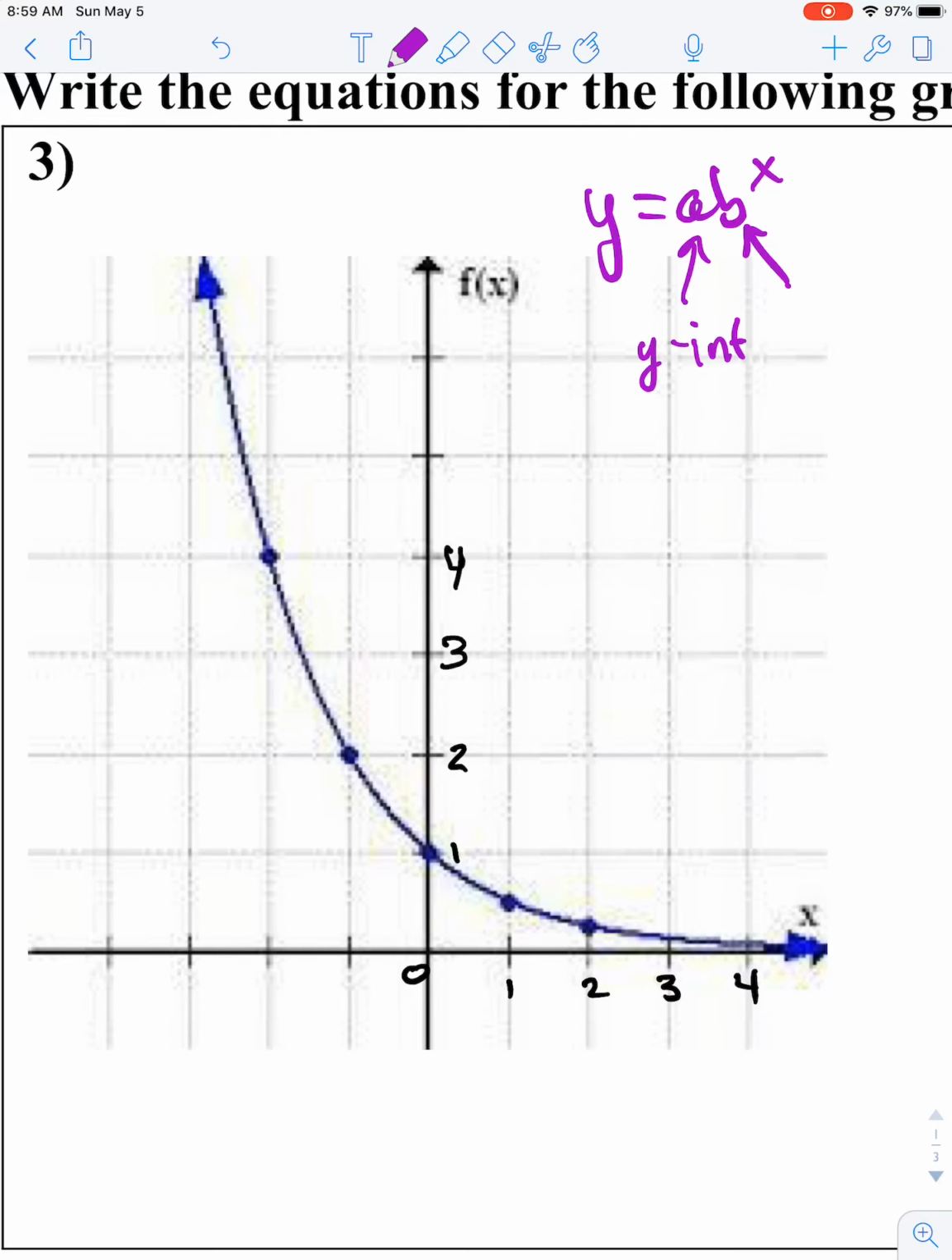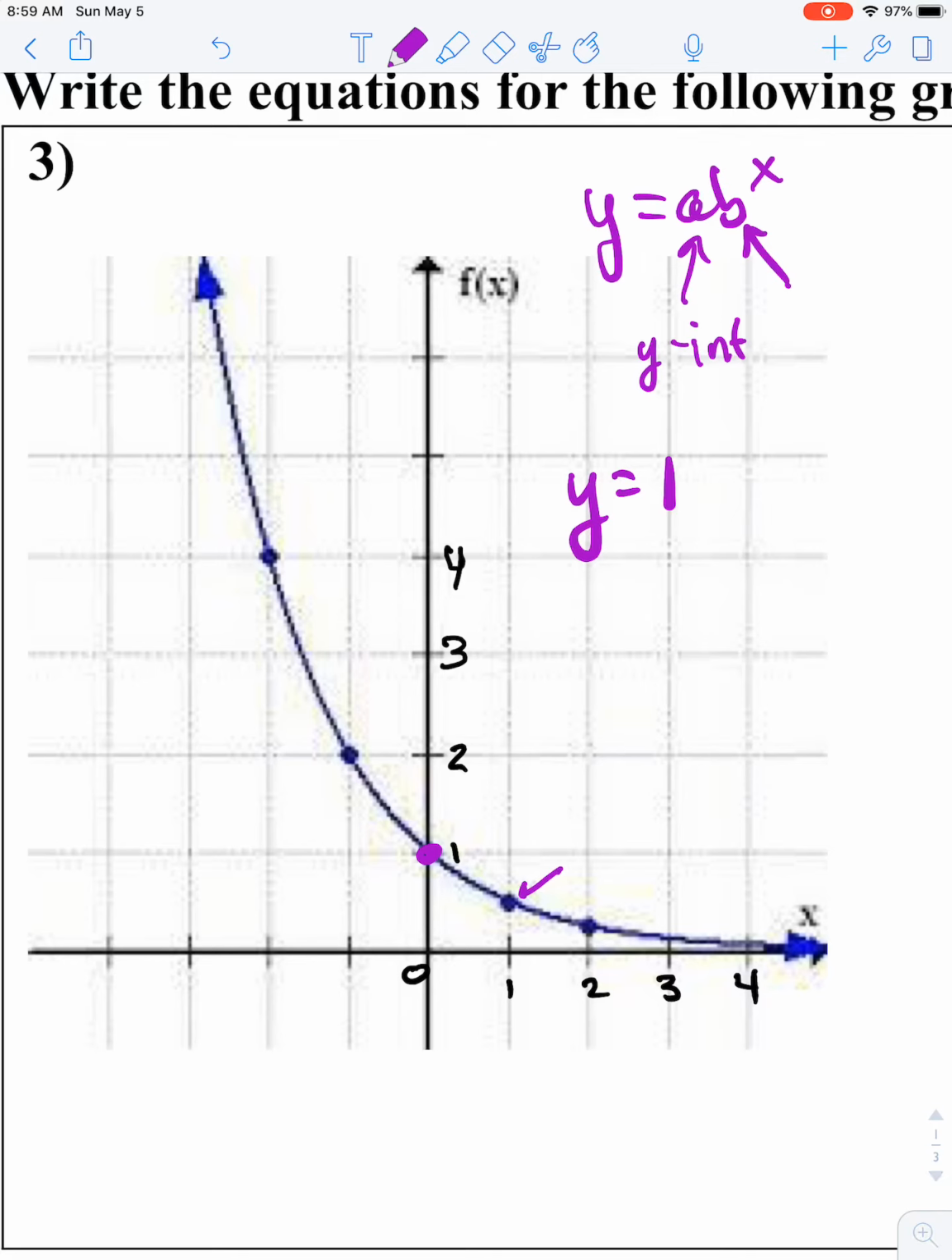So the best way that I can think of approaching this, first of all, we're going to start by putting our a in there, which is just 1 in this case, right? Because that's where we cross the y-axis at 1. But for our b, the best way to do it is to choose the y values, 2 of them that are next to each other, and set them up as a fraction.